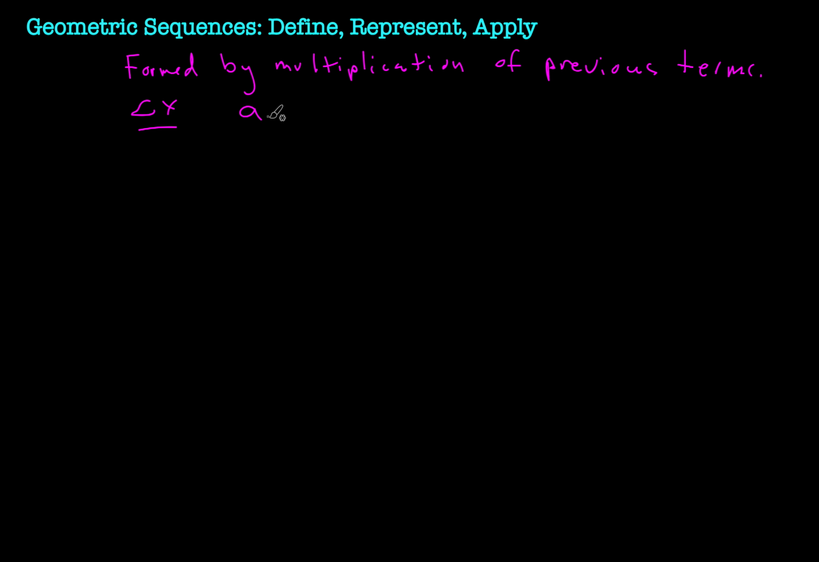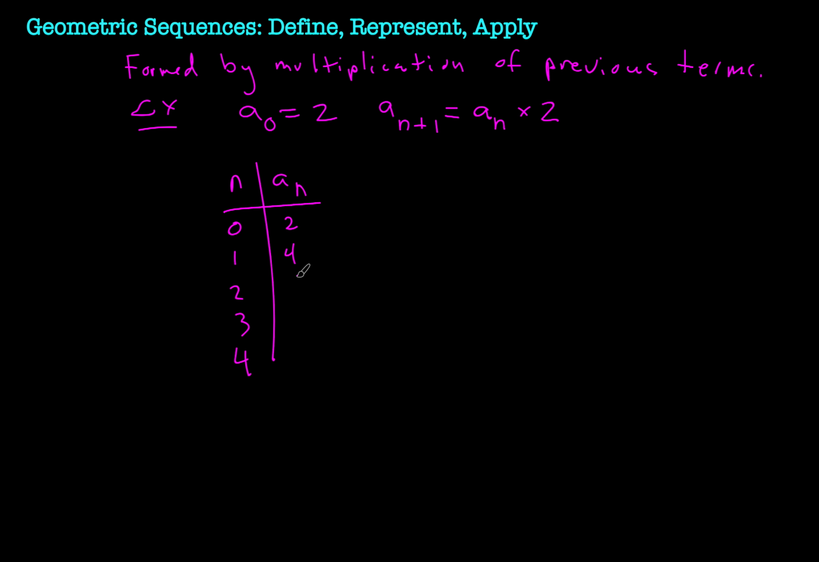using our notation, we could start with some term 2 and have a recurrence relationship that says the next term is going to be this previous term times, let me say, 2. If we look at this as a table of values, now we have 0, 1, 2, 3. Let's look at the first 5 terms. A sub 0 is 2. Times 2 is 4, times 2 is 8, times 2 is 16, times 2 is 32.